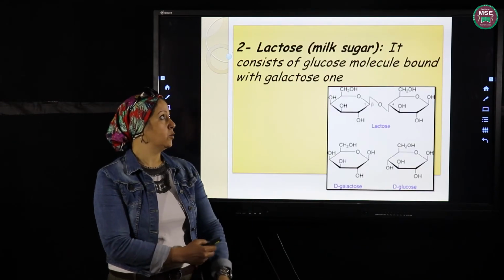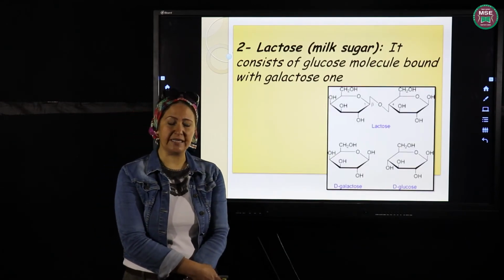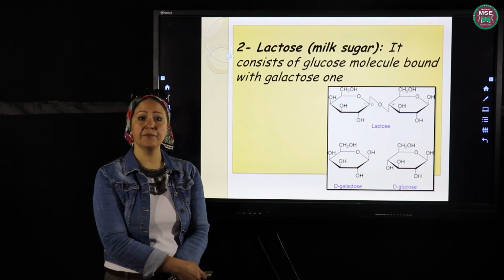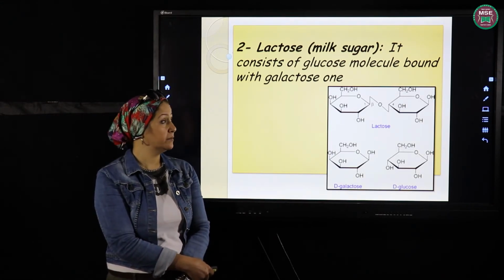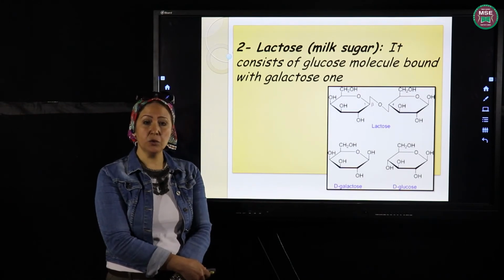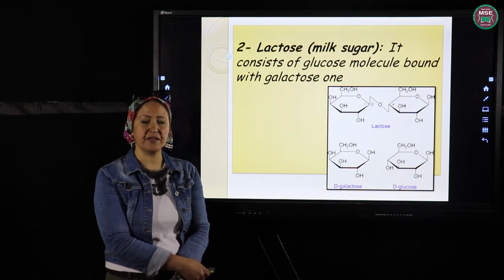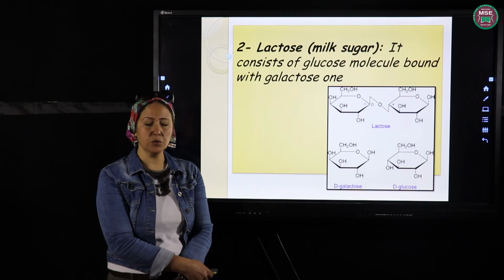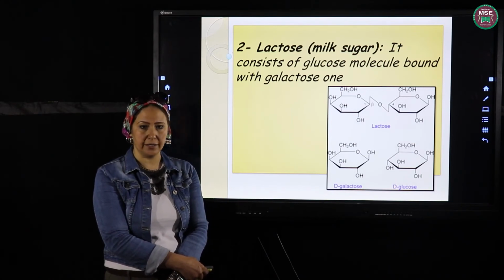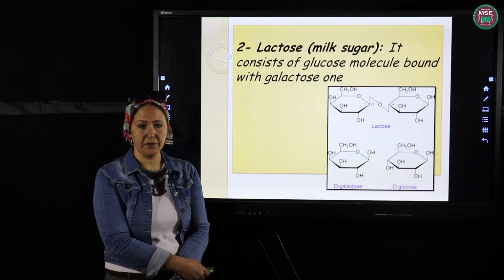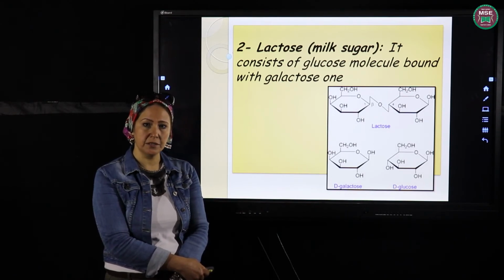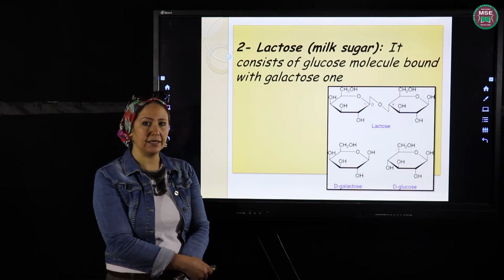Example number 2 in the disaccharides is lactose. Lactose is the milk sugar, or the sugar that is found inside milk. It is also an example of disaccharides. It consists of 2 monosaccharides bound together. What are these 2 monosaccharides? Glucose with galactose.